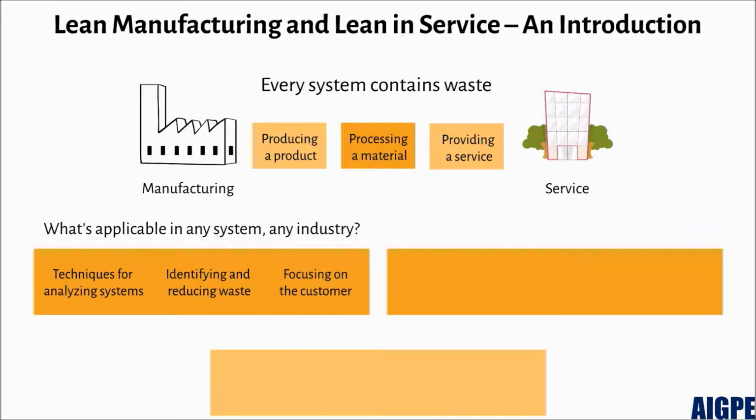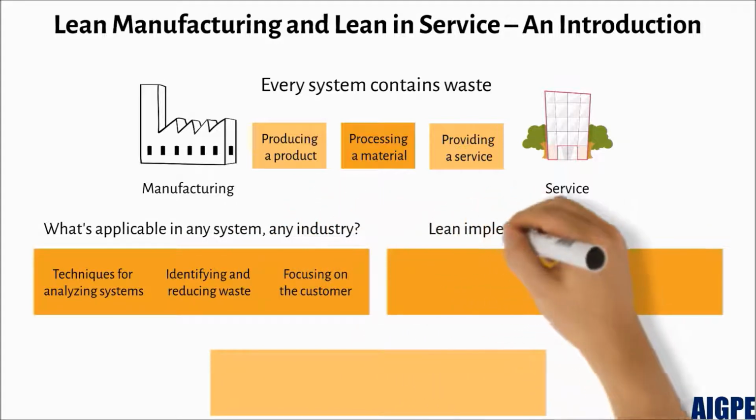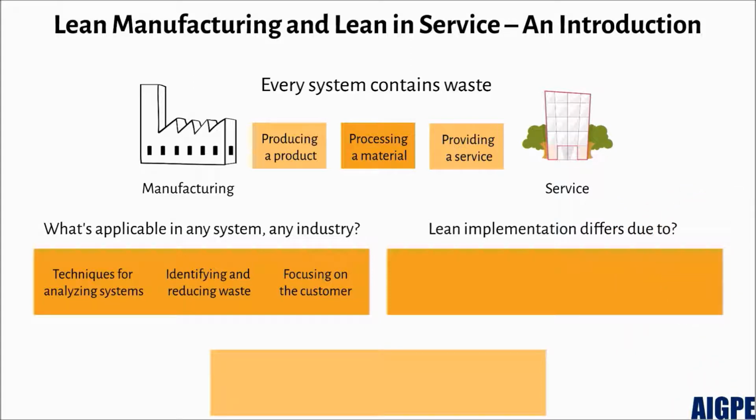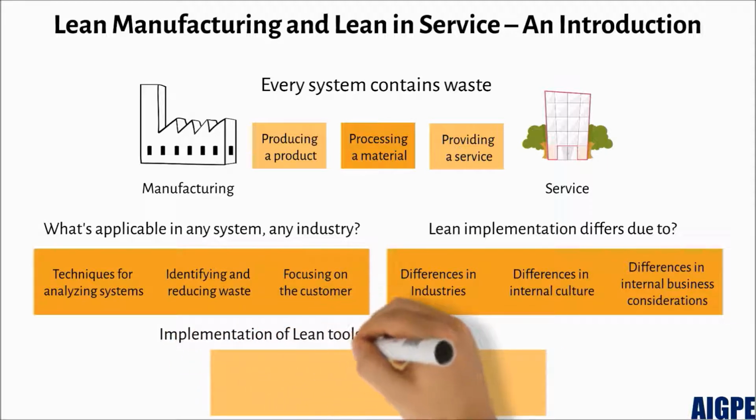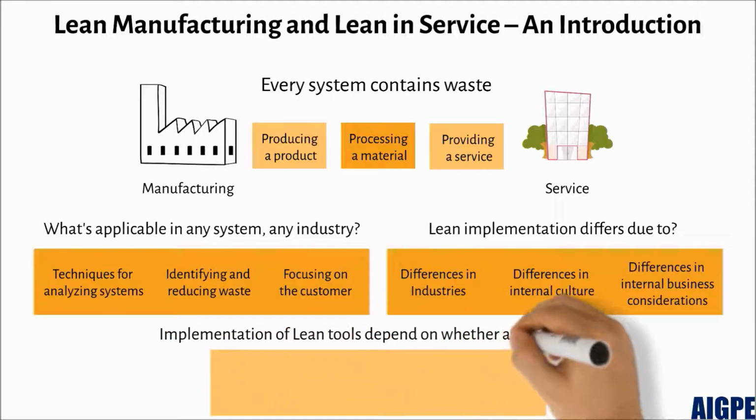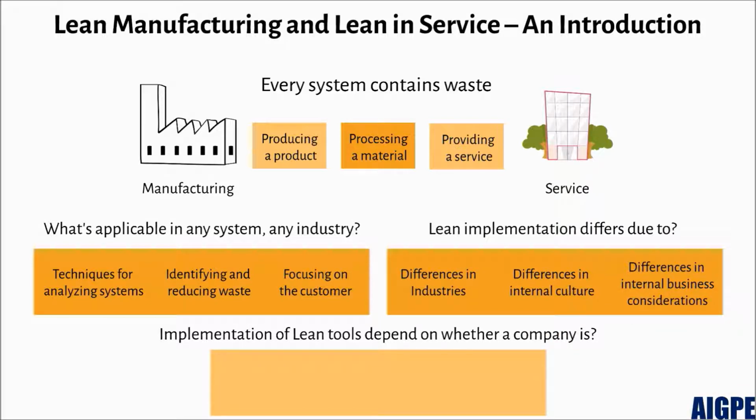in any industry. Any implementation of lean techniques will be different depending on various factors such as industry, internal culture, and internal business considerations. The tools used to implement lean operations and the order in which one combines them are highly dependent on whether a company is a discrete manufacturer, continuous producer, or provider of a service.